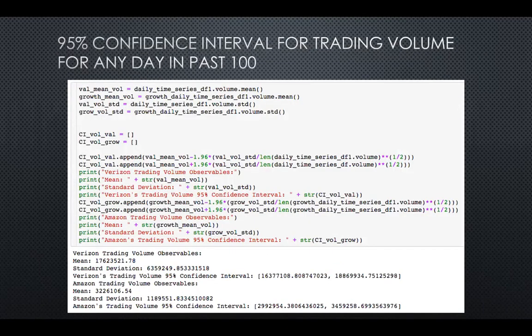The 95% confidence interval for trading volume. Verizon's confidence interval is much larger, and the trading volume is much larger given their mean. And this could be due to their just cheaper price. More shares can be bought and sold per day. And Amazon's is much lower due to just their expensive price, and not as many shares are bought daily because it's a large price to pay per share. But for Verizon, you could buy a lot more at once.